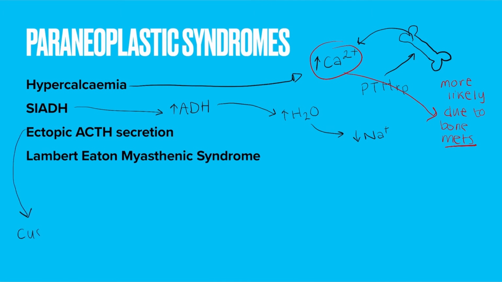A high amount of ectopic ACTH secretion would give you Cushing's syndrome, so you'd expect to see the symptoms of that. However, these don't tend to present in lung cancer patients, as often patients have passed away before the symptoms can occur.